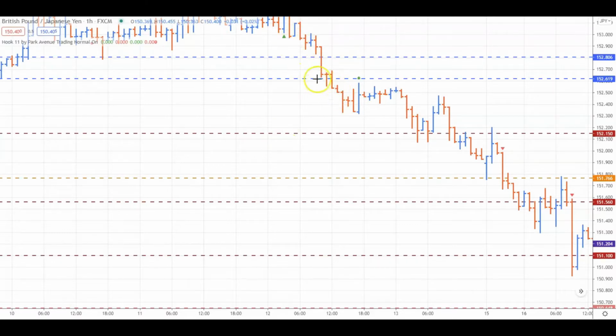Okay, so I think this will do it. Here we go. Right here, okay? When we first got our open below 152.61, that immediately was becoming resistance. The area to be short is in this area.